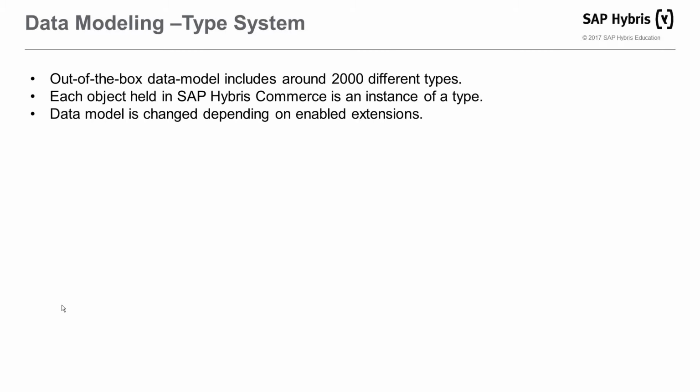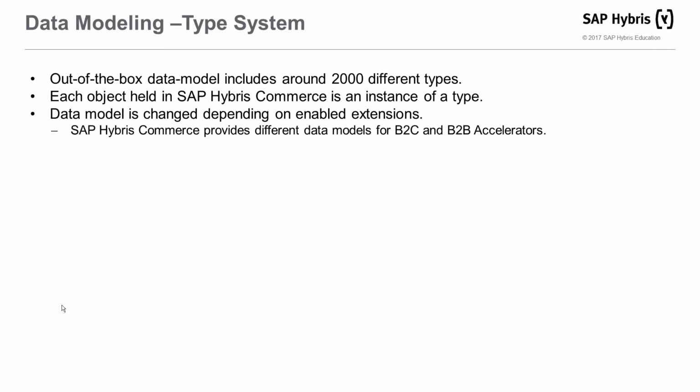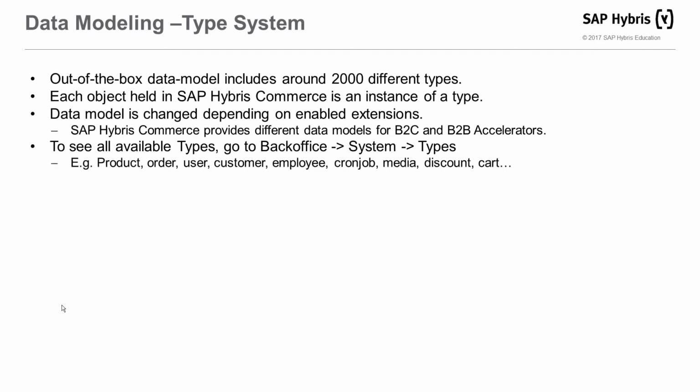The data model can change depending on which extensions are enabled. For example, although both the B2C and B2B accelerators are built on the same core data model, enabling certain B2C or B2B specific extensions will make each accelerator's data model diverge from the other. If you go to the back office and navigate to System and then Types, you can see all the available types. These include Product, Order, User, Customer, Employee, Cron Job, Media, Discount, Cart, and so on.